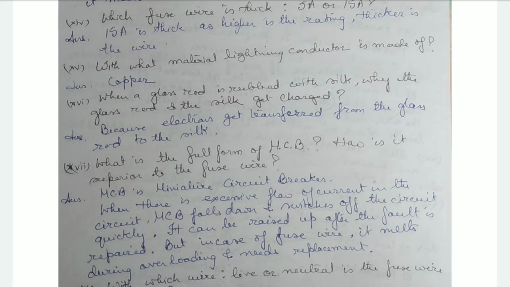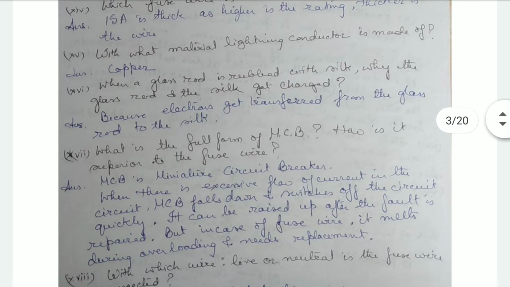Okay, when a glass rod is rubbed with silk, why do the glass rod and the silk get charged? Because electrons get transferred from the glass rod to the silk, and that's why opposite charges are created on the glass rod and the silk.